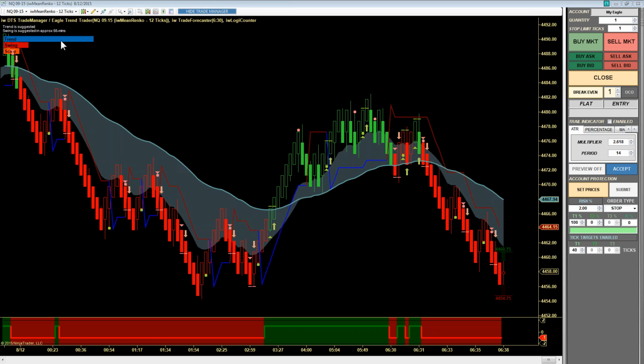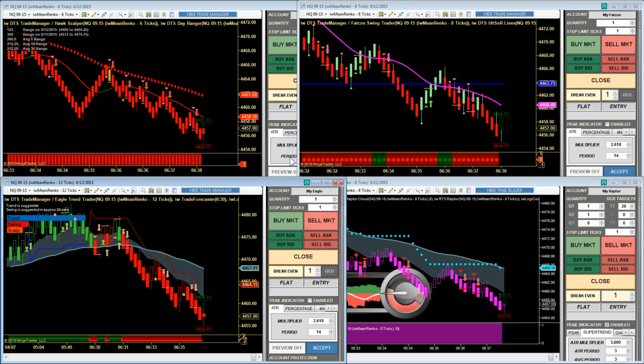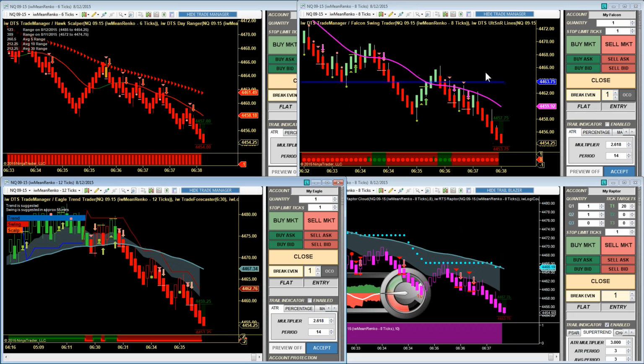So our trade forecaster saying that we are in trend mode for about an hour. Good news. That means that we can probably expect some decent follow through on some of these signals. Okay, I'll see if I can get into another trade here in a moment.